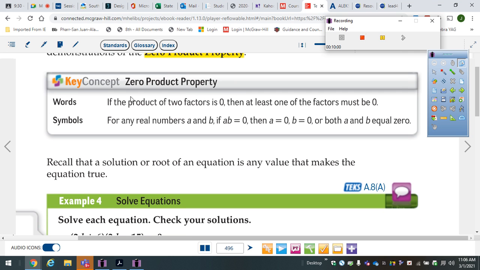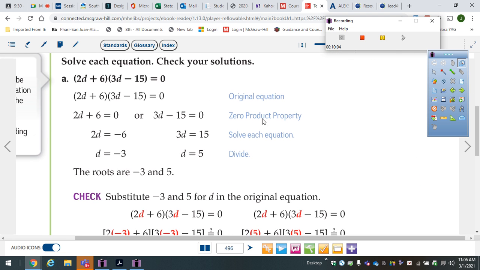So it says if the product of two factors is 0, then at least one of the factors must be 0. So what do you mean?